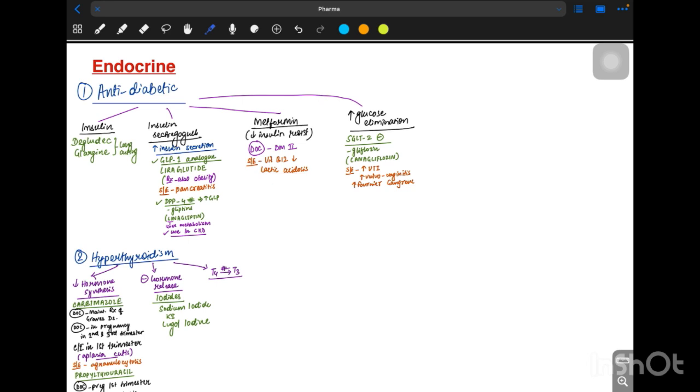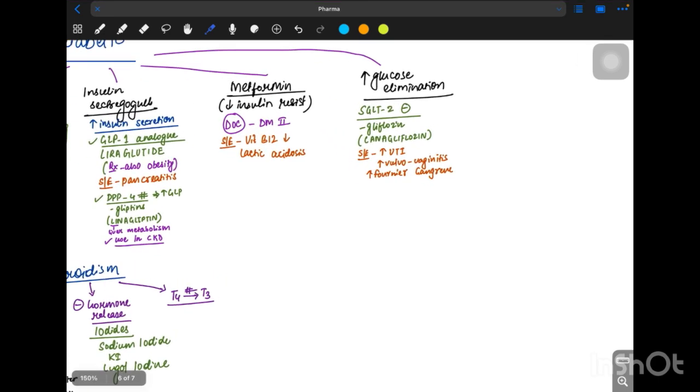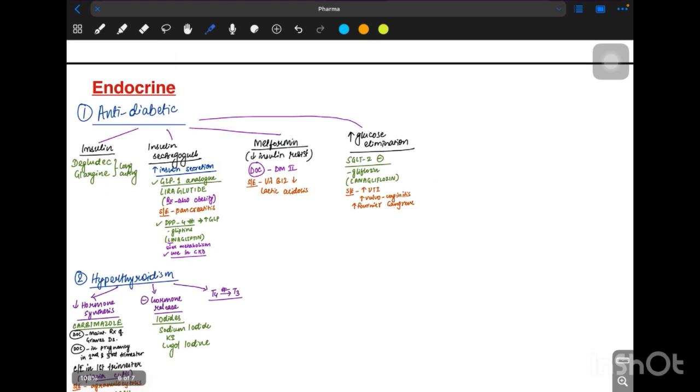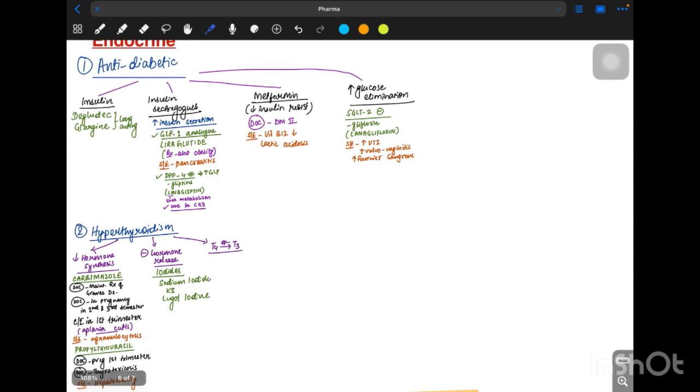Now coming to the last one, which increases glucose elimination: SGLT2 blockers. The examples are gliflozins. All drugs which end with gliflozin are SGLT2 inhibitors. Example, canagliflozin. The side effect is that since it causes glucose elimination from our body, in our urine also glucose is present. In this case, it causes UTI and vulvovaginitis in females, and in males it can cause Fournier's gangrene. Fournier's gangrene you can study from surgery.